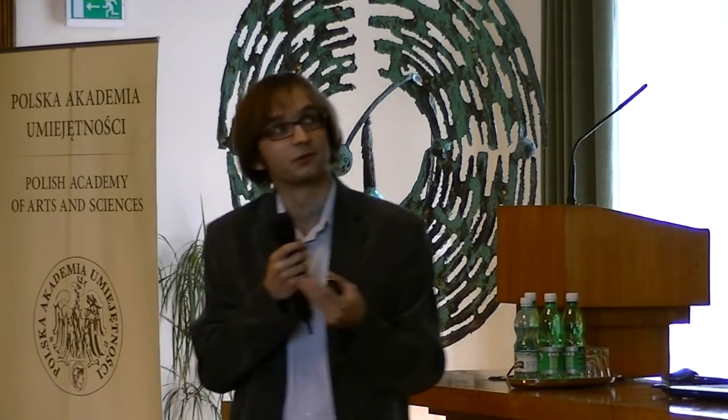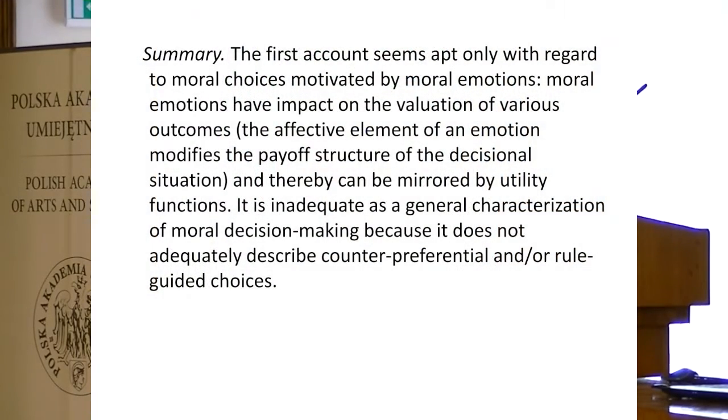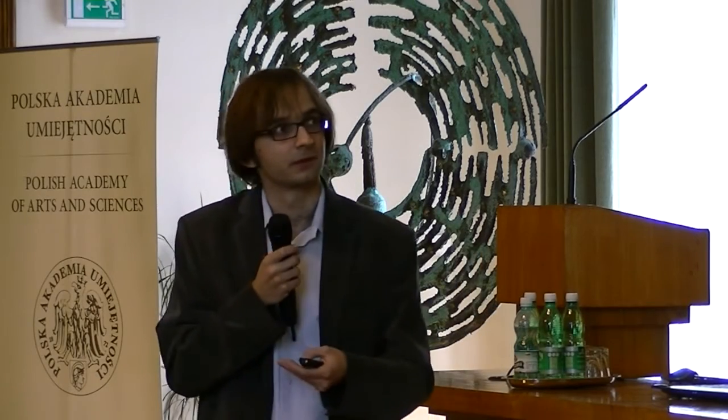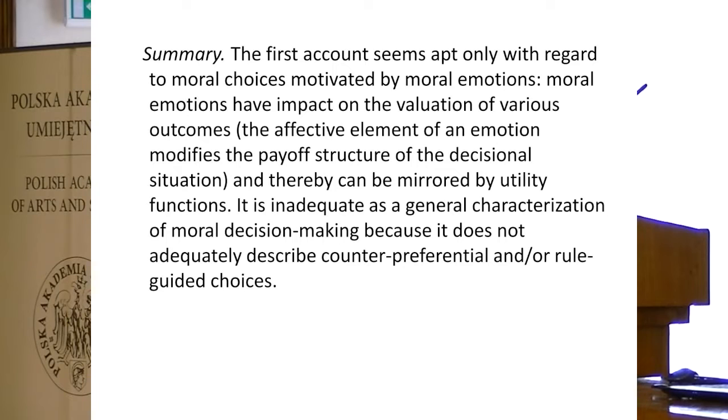So let me summarize my critique of this first account, which is, as I said before, a manifestation of belief in the universality of rational choice theory. Namely, the first account seems apt only with regard to moral choices motivated by moral emotions. Of course, moral emotions have impact on the valuations of various outcomes, because the affective element of an emotion modifies the payoff structure of the decisional situation, and thereby can be mirrored by utility functions. So, for instance, if we have a spontaneous way of valuing rewards in a utilitarian manner, this account seems plausible. But if this utilitarian behavior is a result of consciously following a utilitarian rule, the situation becomes different.